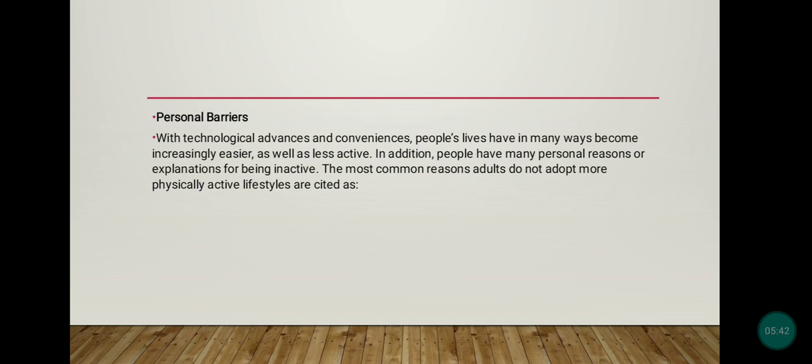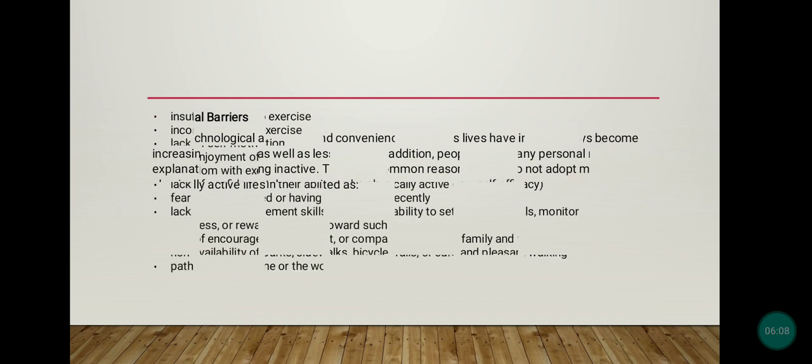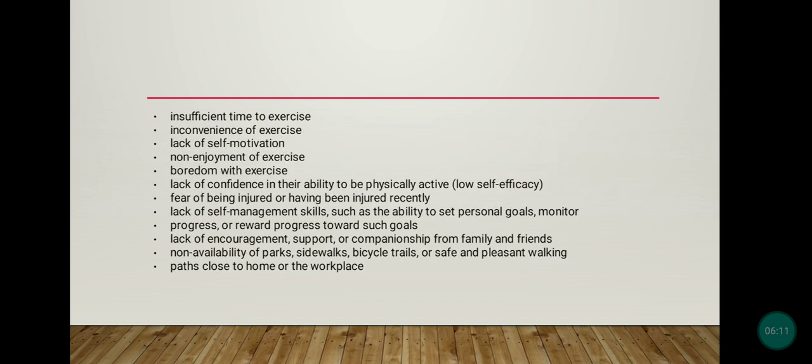So when we say personal barriers, with technological advances and convenience, people's lives have in many ways become increasingly easier as well as less active. In addition, people have many personal reasons or explanations for being inactive. The most common reasons adults do not adopt more physically active lifestyles are cited as: first, insufficient time to exercise. Second, inconvenience of exercise. Third, lack of self-motivation. Fourth, non-enjoyment of exercise. Next is boredom with exercise.